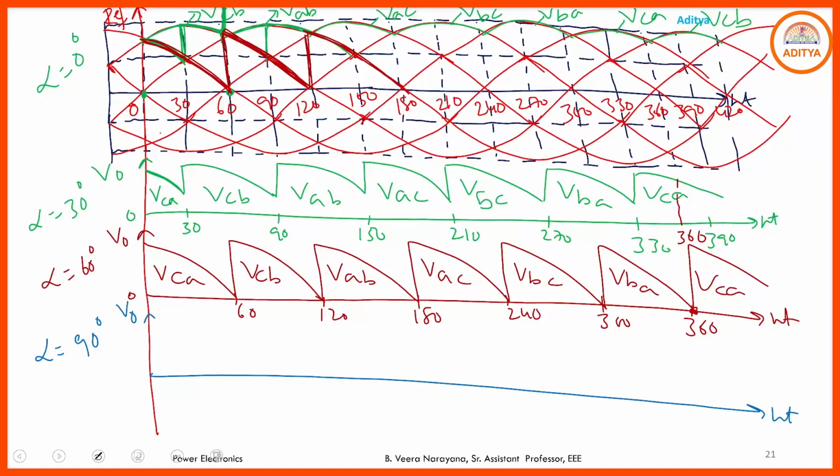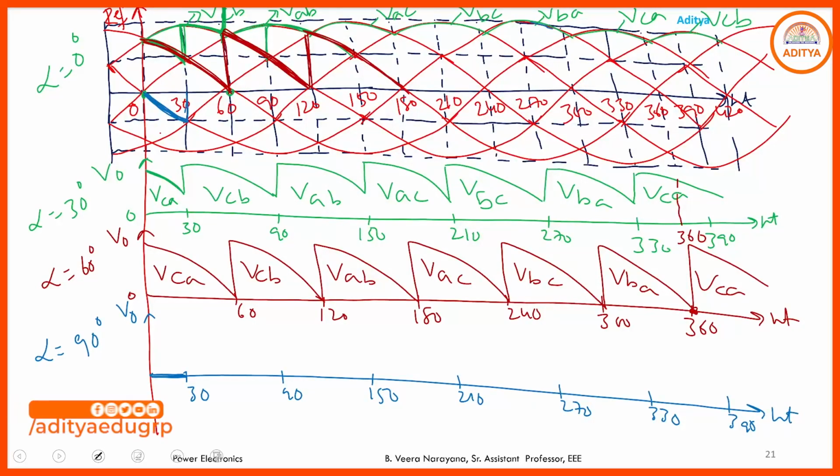VBA, where is the VBA? This one. See, 0 to 30 we have the negative portion. So what is that negative portion? If the negative voltage is available, we have only resistive load na. Negative source means there is no output voltage. Hence 0 to 30, 90, 150, 210, 270, 330, 390. So 0 to 30 VBA is the negative voltage, hence there is no output voltage.